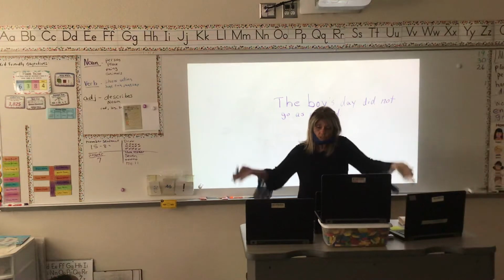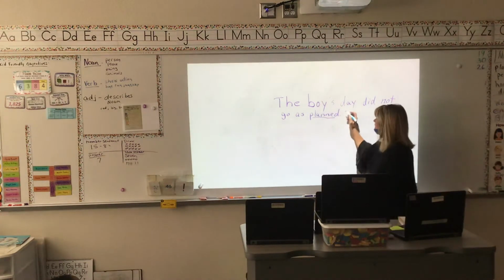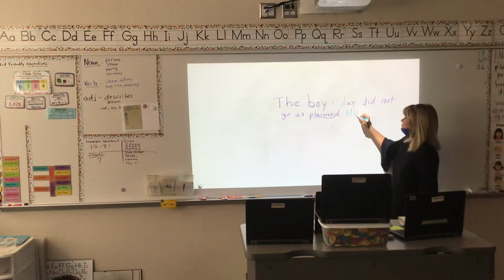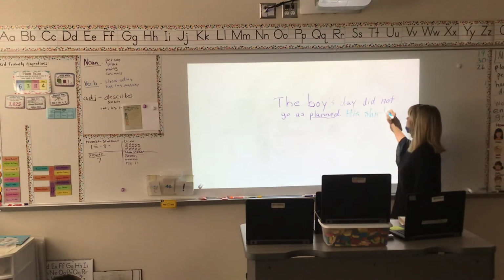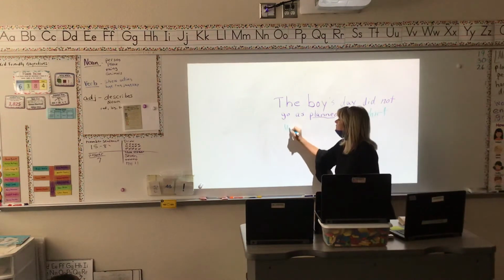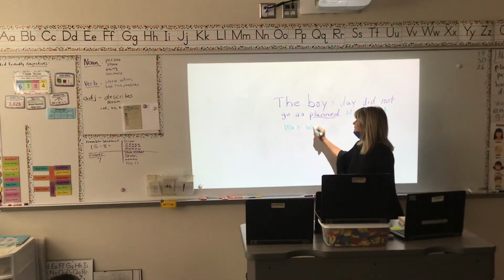The wrinkled shirt. So all we have to say is, his shirt was wrinkled. We don't have to tell about it being in the hamper. We can picture this, right?